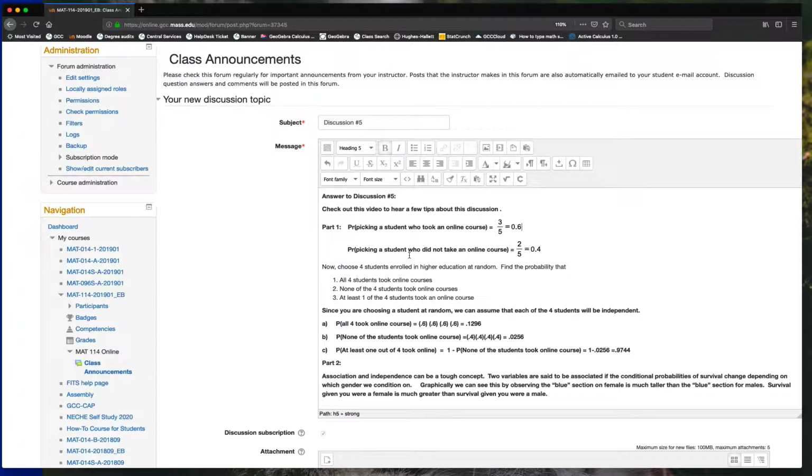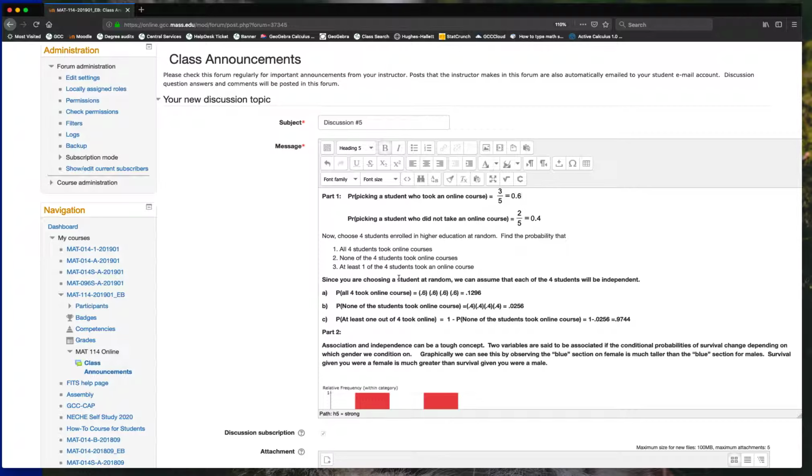So the probability of picking a student who did not take an online course is the opposite, 2/5, which is 0.4 or 40%. The next question asked us, if we were choosing 4 students at random, what would be the probability that all 4 students took the online course?